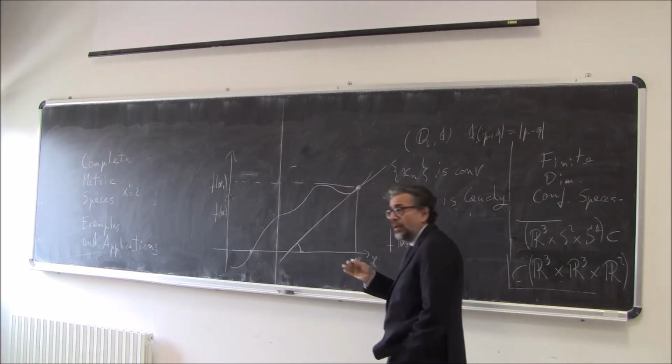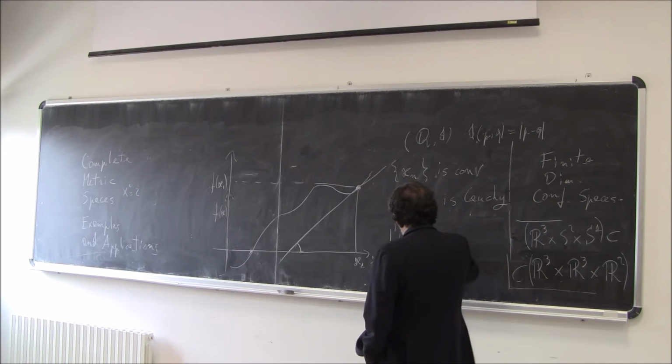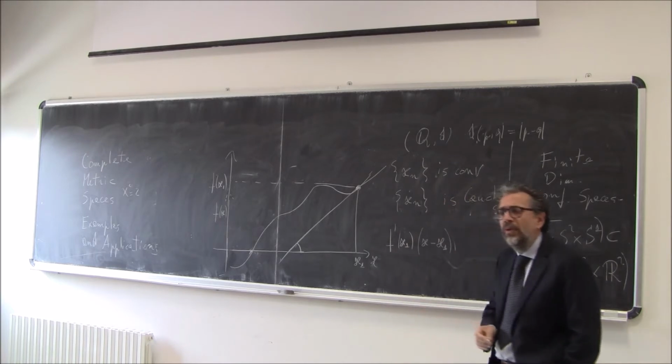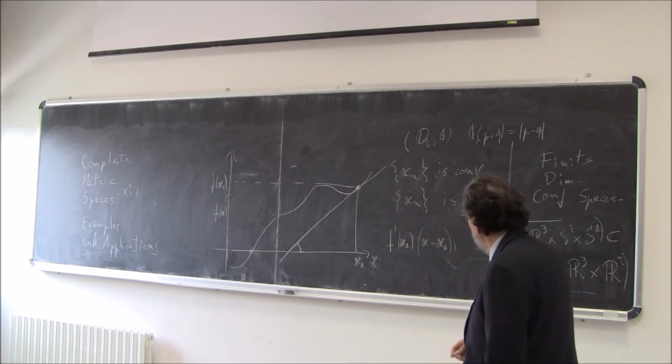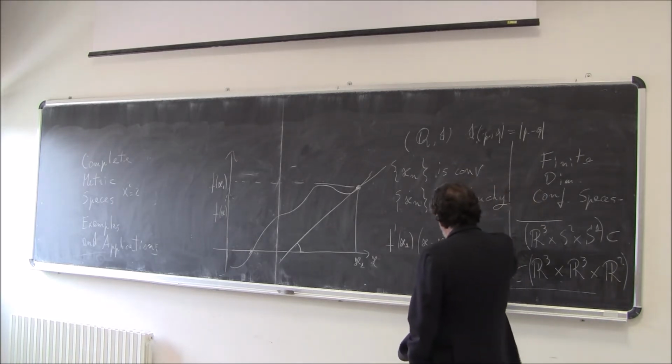So what do you do? You write the linear approximation of the function, so the Taylor expansion of f in the neighborhood of x1, which is this one.